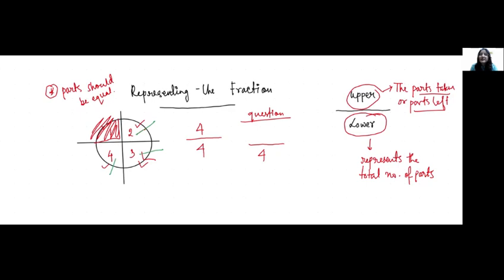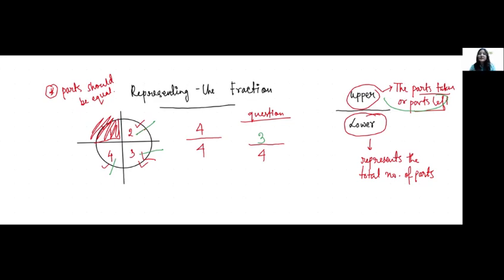3 parts. So the upper number goes 3. So the fraction of the circle that I'm left with is 3 by 4, or 3/4 of the circle is left with me. Okay. And if I ask you, how much or what fraction has been taken away, what will be your answer?